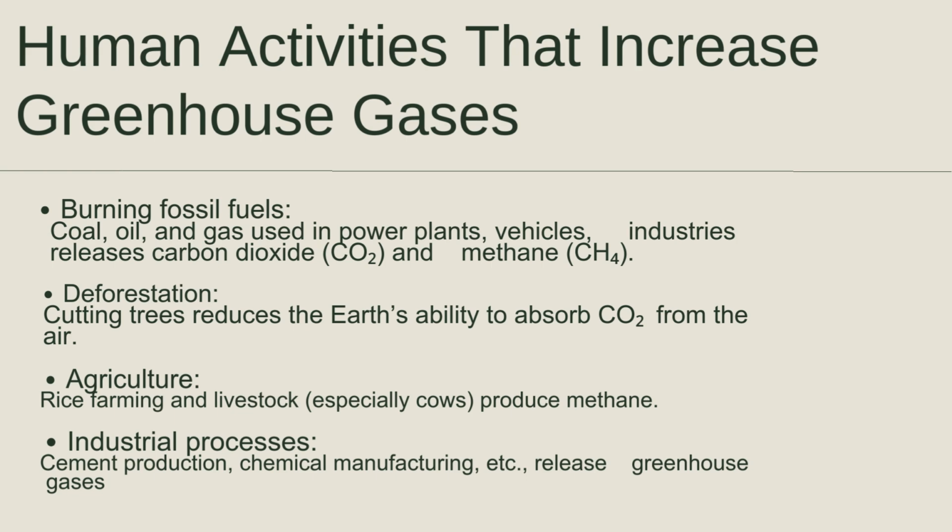Industrial processes like cement production and chemical manufacturing also release significant greenhouse gases. Altogether, these human activities disturb the natural balance of the greenhouse effect, contributing to global warming and climate change.